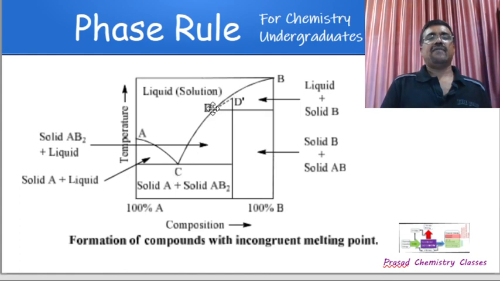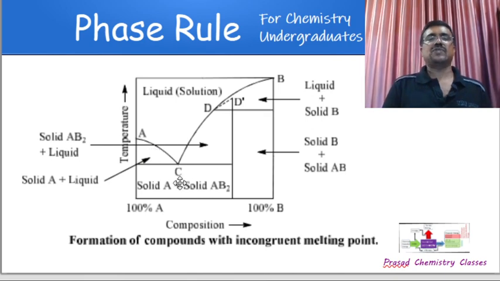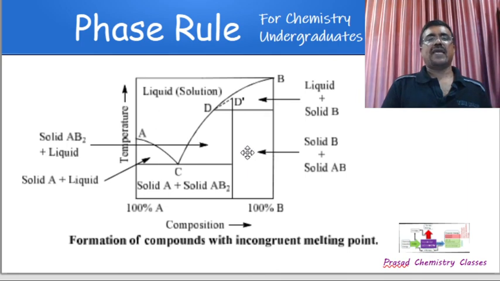DC is the melting point curve of the solid AB2, and BD is the melting point curve of what we call the solid B. So here we have liquid plus solid B. Beyond the horizontal we have solid B and solid AB2 here. Here we have solid A plus liquid. Below this horizontal we have solid A plus solid AB2. Here we will have solid B plus solid AB2. Okay, C is a eutectic point and D is what you call the incongruent melting point.